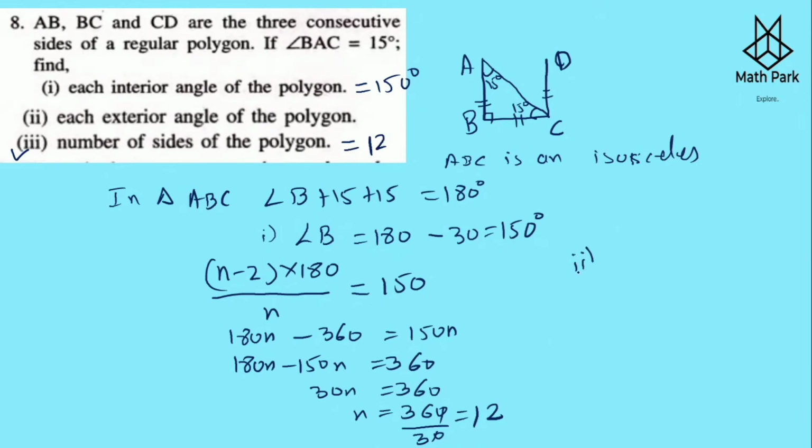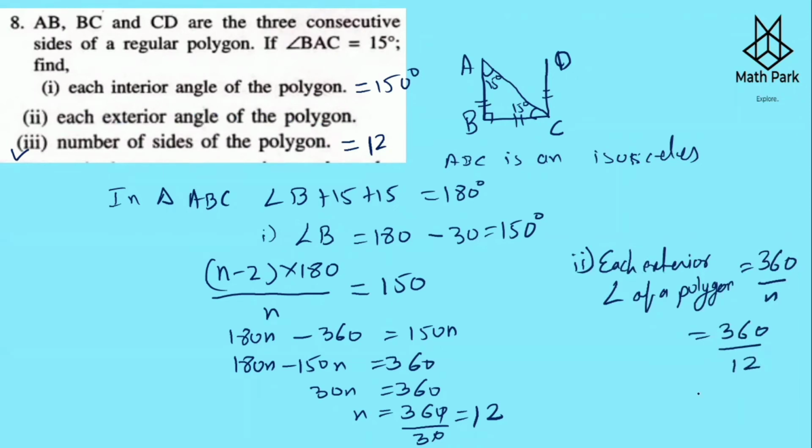Now let us do the second part, each exterior angle of a polygon. We know that the sum of exterior angles of a polygon is always 360. So each exterior angle of a polygon, since it is a regular polygon, is equal to 360 divided by the number of sides, which is 360 divided by 12, which is 30 degrees. And remember, consecutive interior and exterior angles are always supplementary. This is how we get each exterior angle is 30 degrees and each interior angle is 150 degrees.